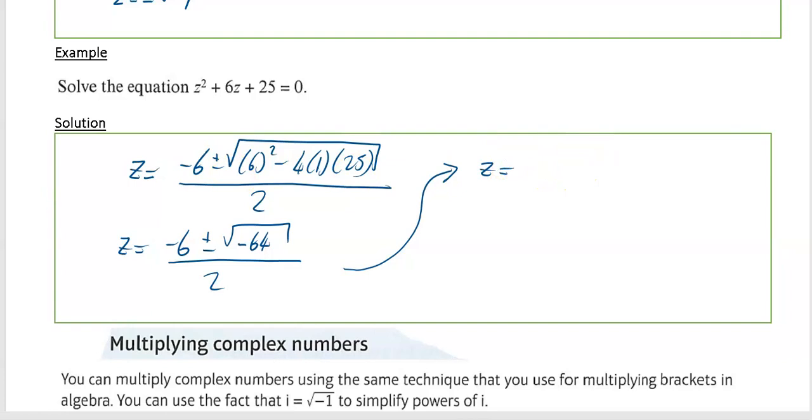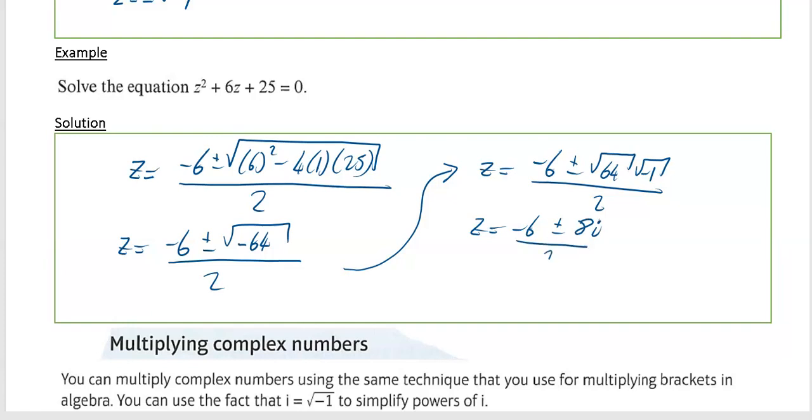So this is where it differs a wee bit. Minus 6 plus or minus, and we're going to write our minus 64 as the square root of 64 times the square root of minus 1, all divided by 2. Another couple of lines here. So that's going to be minus 6 plus or minus the square root of 64, which we know is 8, the square root of minus 1 is i, all divided by 2. And then if the numbers are nice and you can divide by 2, do so. So it's going to be minus 3 plus or minus 4i.